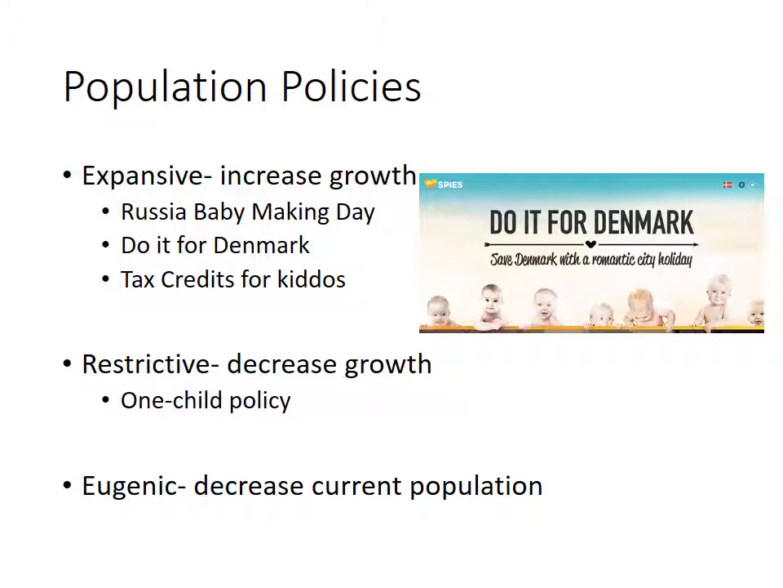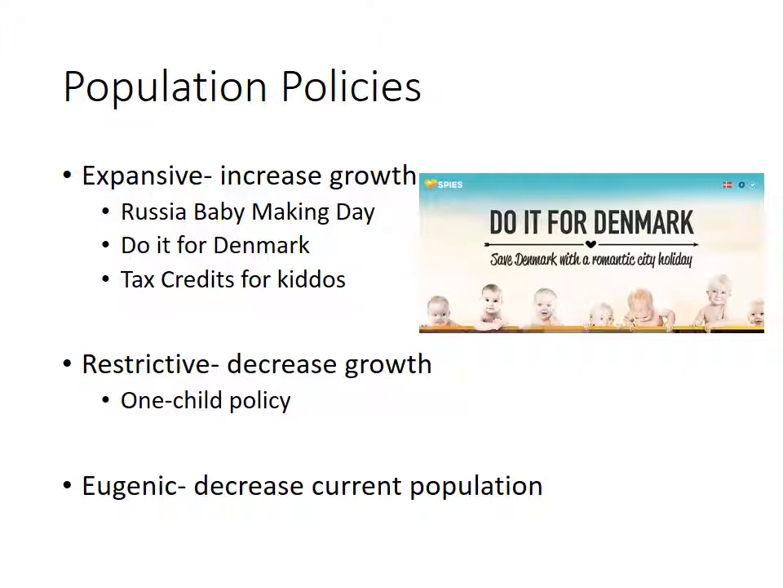Do It for Denmark is a fun ad campaign that Denmark ran a couple of years ago, where they encouraged their citizens to go on a romantic vacation out of the country with the idea that a baby would be conceived on that vacation. Geographers actually did the work to realize that 45% of babies born in Denmark were actually conceived in another country. So the Do It for Denmark campaign was encouraging people to get out of the country on a holiday with the idea that they would come back and have more babies.